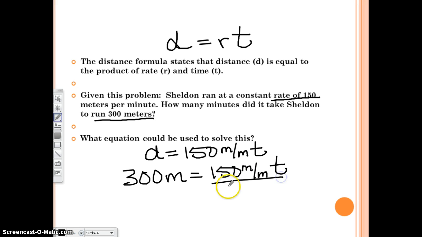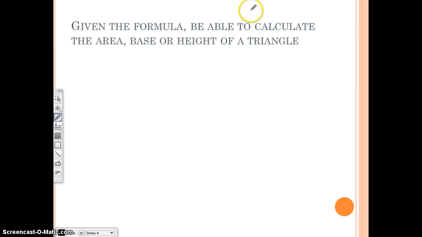We could divide both sides by 150, which would give us t is equal to 300 meters divided by 150 meters per minute. That is a valid option. Be able to manipulate the equation in several different ways to be able to recognize which one of the options is correct. Okay, given the formula, be able to calculate the area, base, or height of a triangle.